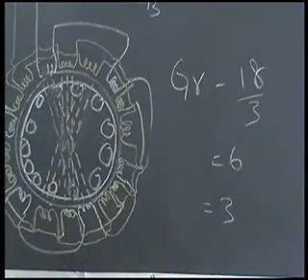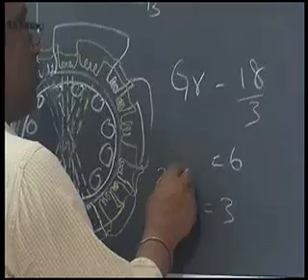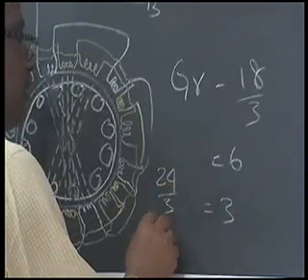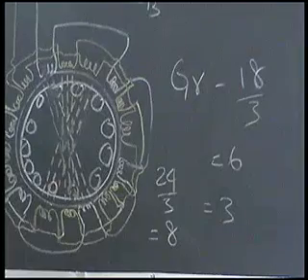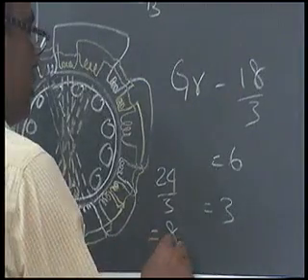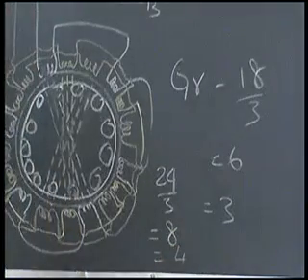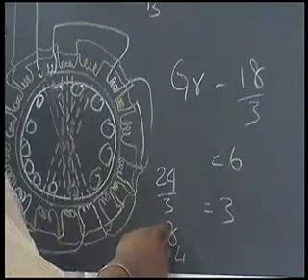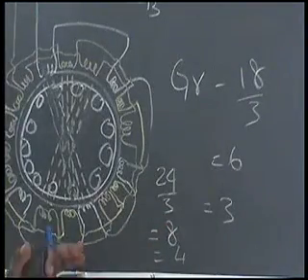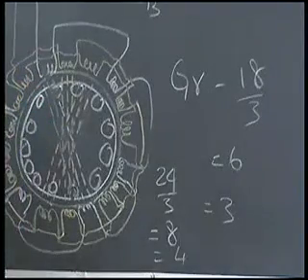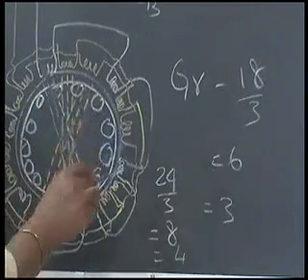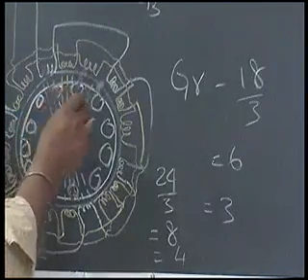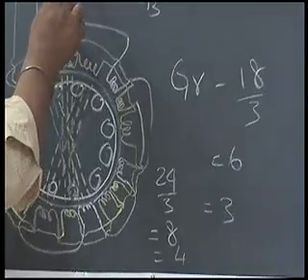Supposing the total number of groups is 24 and the phases are 3, the number of poles will be 8, and the pairs of poles will be 4, because the number of pairs is the number of poles divided by 2. So in this way the number of poles can be found out. We have to carefully count the number of groups and divide the number of groups by the number of phases. Here it is three phases.